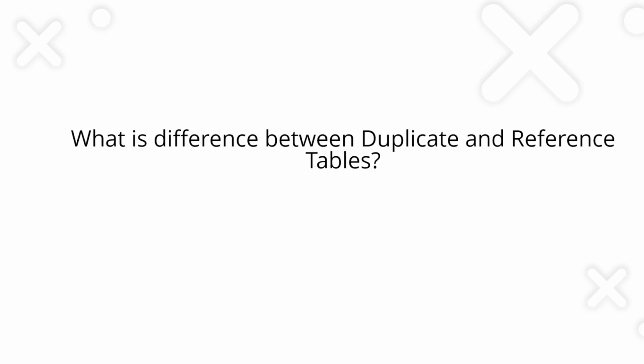What is the difference between duplicate and reference table? So when you create a duplicate of a table, then that table is no longer connected to your original table. If you update your original table, then the changes are not going to be reflected in your duplicated table. Whereas in reference tables, the tables are actually linked to one another, and updating your original table is going to reflect the changes automatically in your reference table.